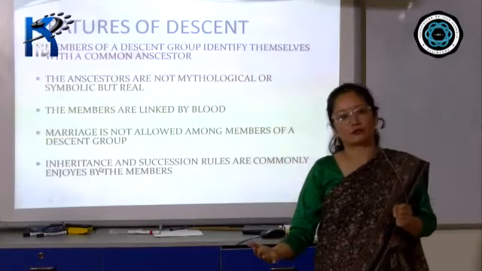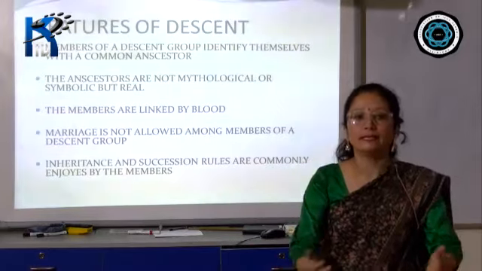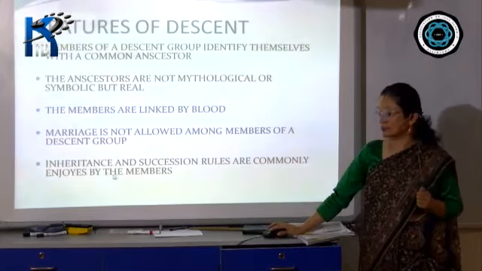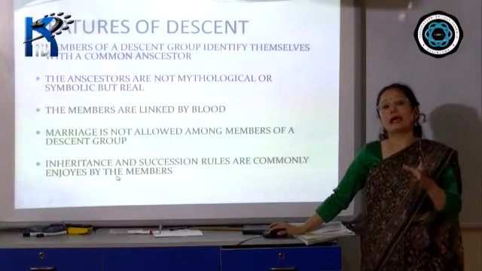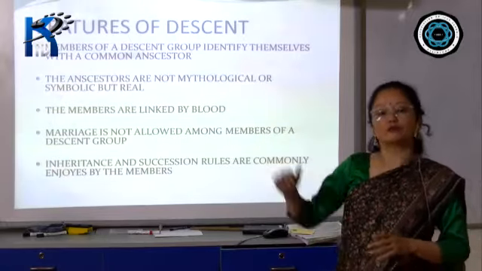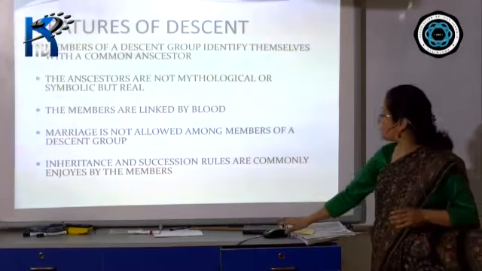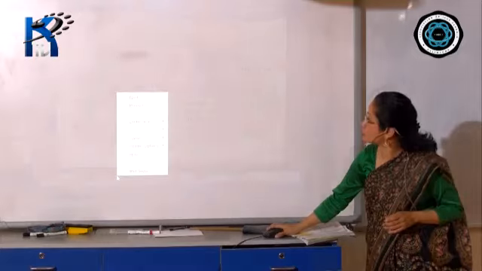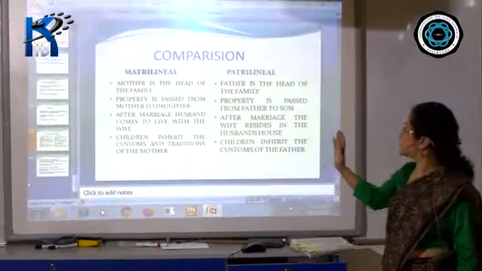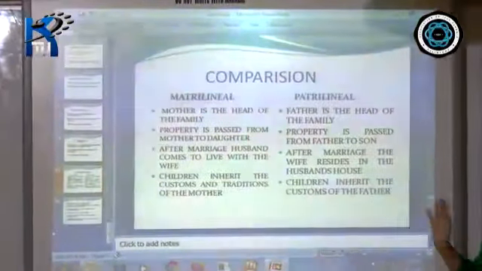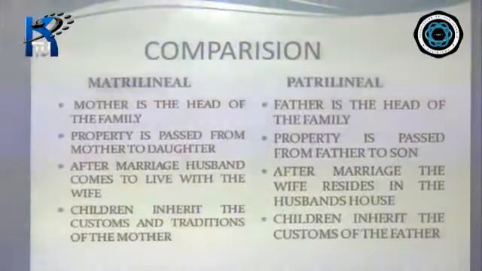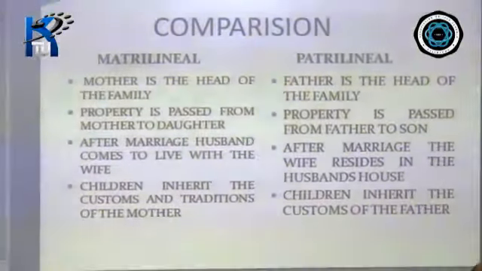Inheritance and succession. Who gets the property? That will be followed as per the rules of the descent group. So the features of the descent group I have explained. Now let me quickly compare the two descent groups, matrilineal and patrilineal. And after this, it will become quite clear to you what exactly is a descent group.